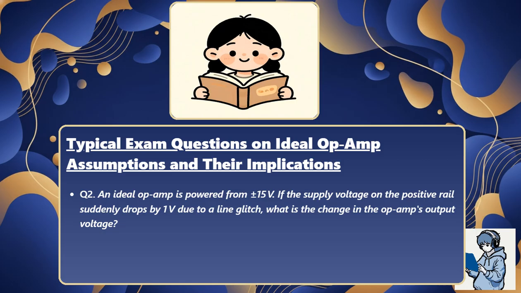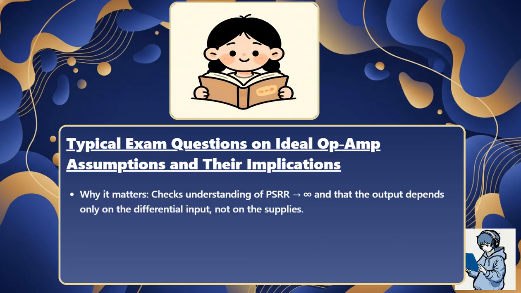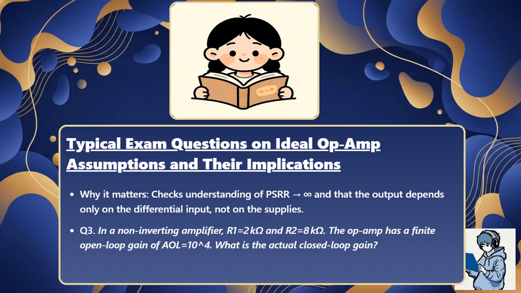If the supply voltage on the positive rail suddenly drops by 1 volt due to a line glitch, what is the change in the op-amp's output voltage? Answer: 0 change. Infinite PSRR means the output is completely unaffected by supply variations. Why it matters: it checks understanding of PSRR approaching infinity, and that the output depends only on the differential input, not on the supplies.